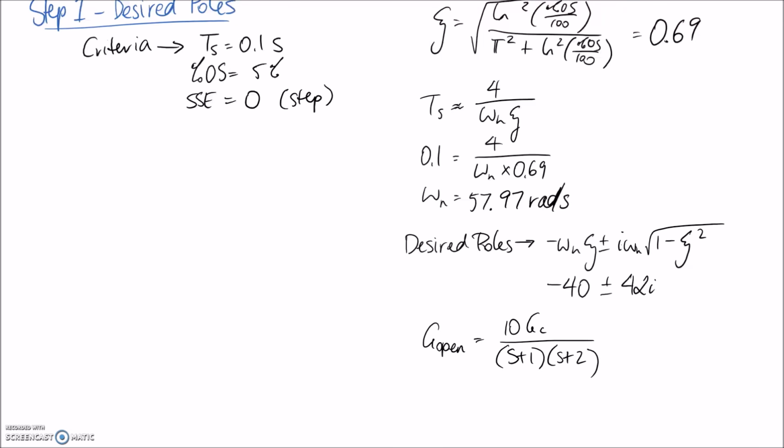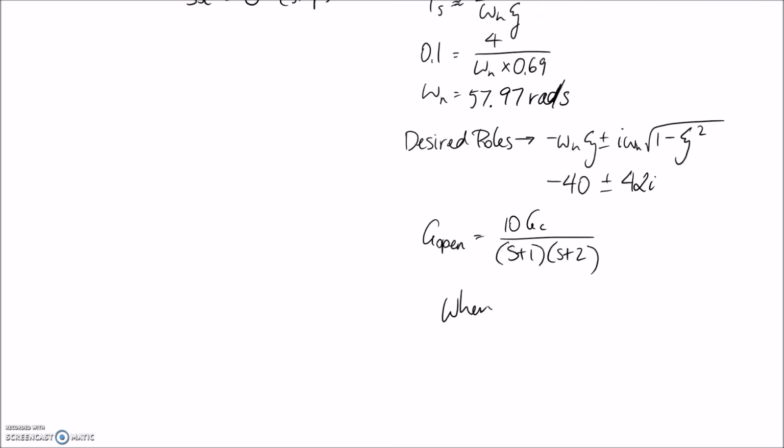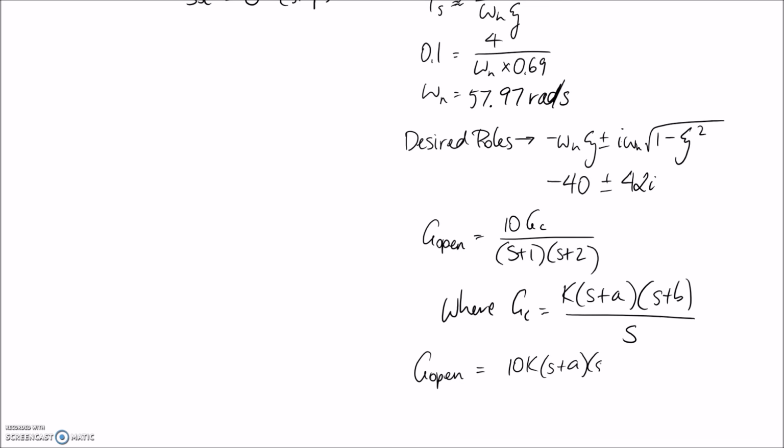Now we're told that we're designing for a PID controller. So that means that we know the form that GC, our controller transfer function, should take. So when we design it, we're going to be aiming for something of the form like this. Okay, so we're going to introduce 2 zeros into the system and 1 pole into the system at 0. So if I put this into our open loop transfer function, I'm going to find that it's 10k (s plus a)(s plus b) on s(s plus 1)(s plus 2).